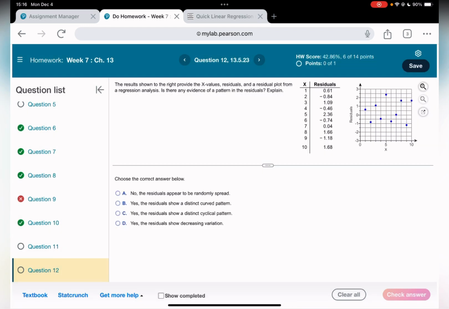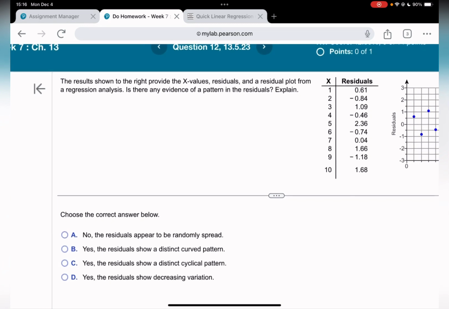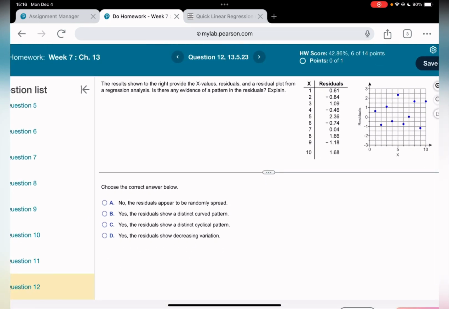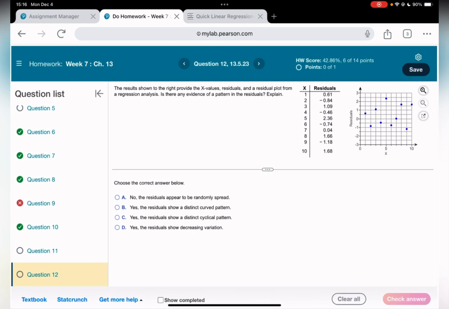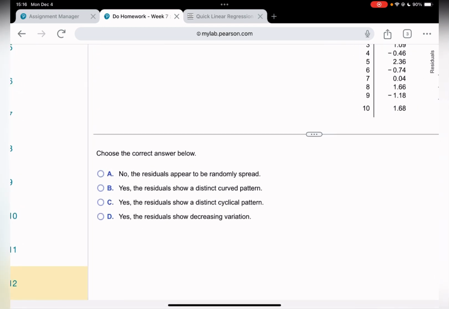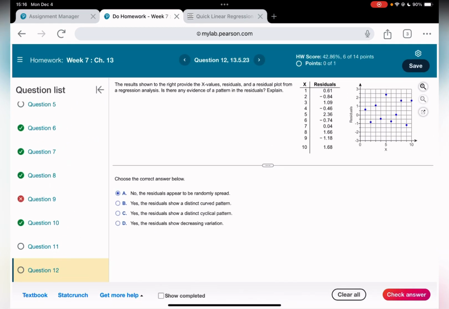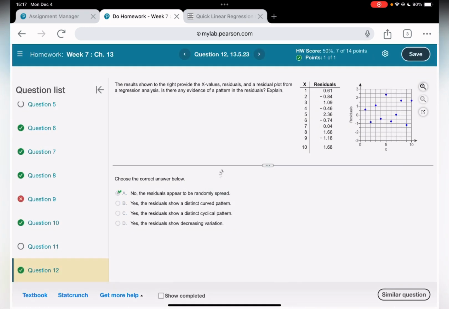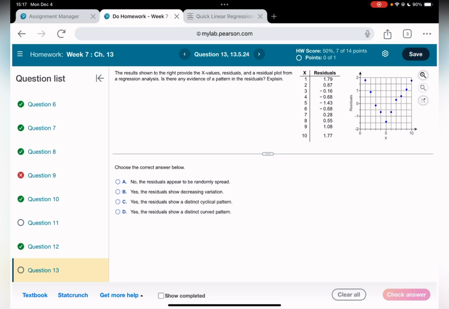Number 12. What do we have here? The results shown to the right provide x and residual. So this is a result of residuals. We need to find out whether this scatter plot shows some positive or negative line. No, it's completely a random spread, right? So where do we have a random spread? Here. Good job. And we have another one, the last one.